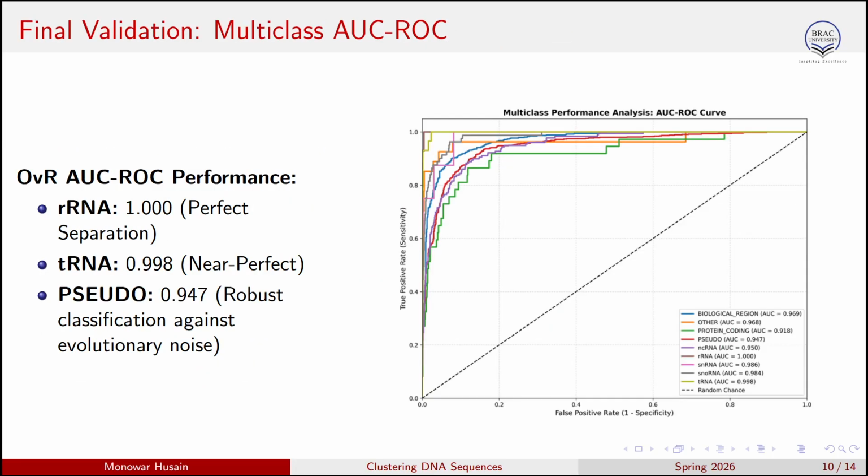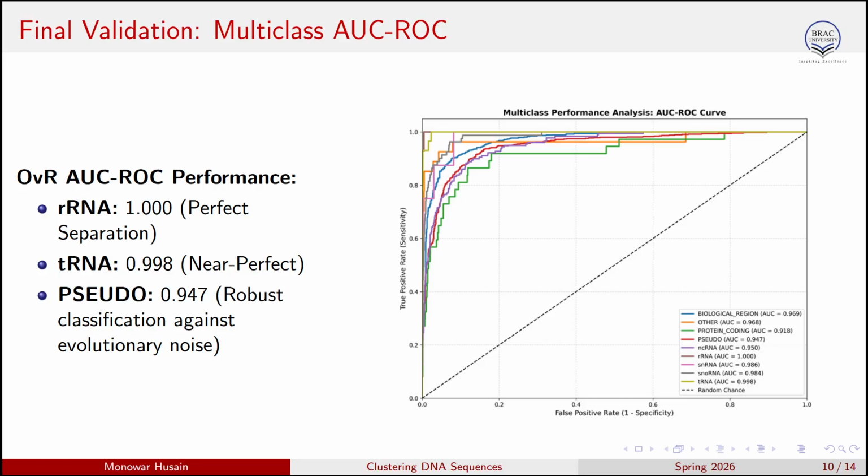To be absolutely certain LightGBM was not just getting lucky, I plotted a multi-class AUC-ROC curve for final validation. The performance was incredibly stable. We saw a perfect 1.0 for rRNA and a near-perfect 0.998 for tRNA.